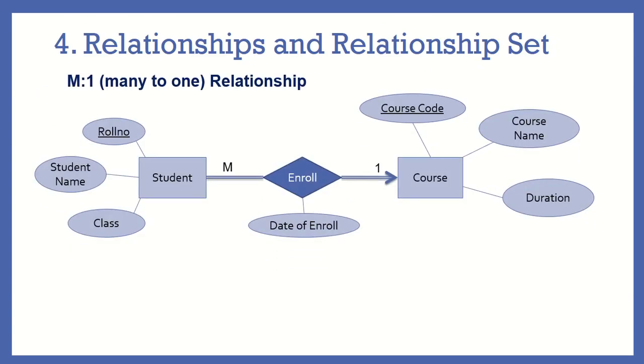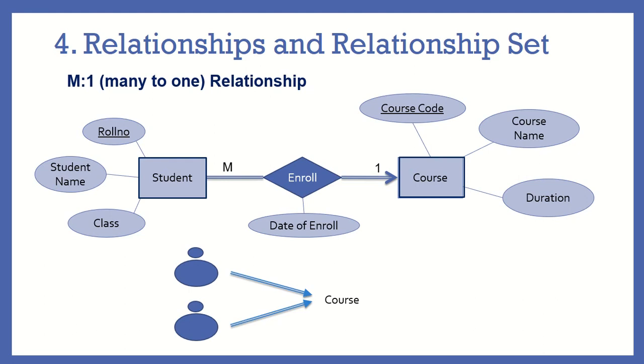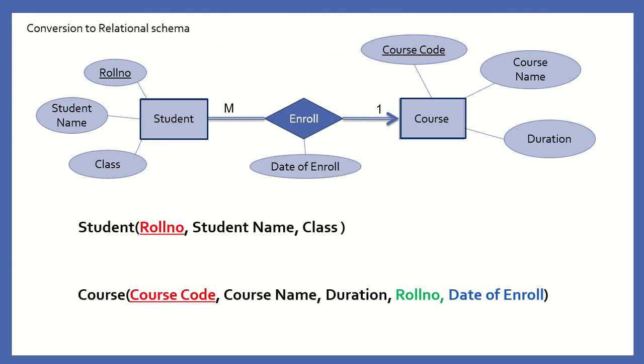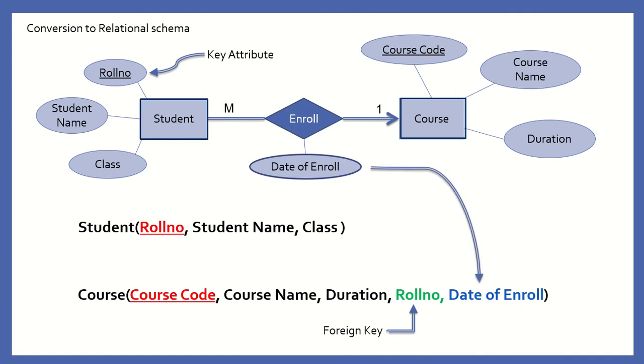Now, second type is many-to-one relationship. Consider many-to-one relationship set enroll exists between the entity set student and course, but here student is the many-side entity set while course is the one-side entity set, which means many students can enroll in one course. To convert this many-to-one relationship set enroll into relational schema, a separate relation is created for all participating entity sets. Key attribute of many-side entity set student is mapped as a foreign key in the one-side relation. All attributes of relationship set enroll are mapped as attributes for one-side relation course.